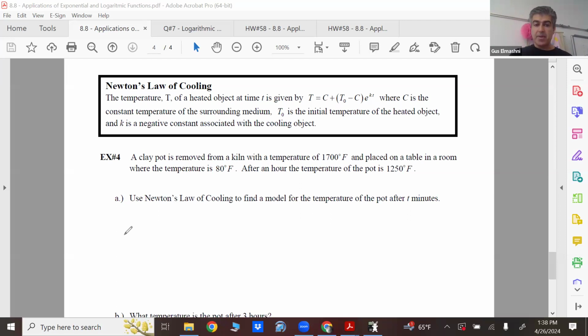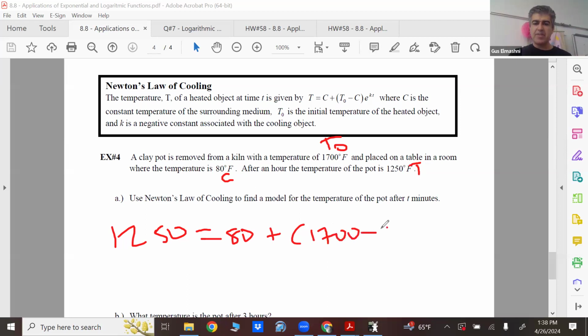So we need to find a model. Okay. So 1250 is T, because that's what it cools to, capital T, by the way. This is the initial temperature, and that's C, because C is the surrounding environment. So it's going to equal the surrounding environment plus 1700 minus 80 times e.